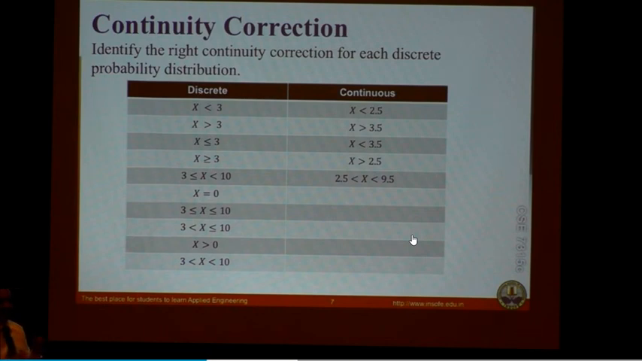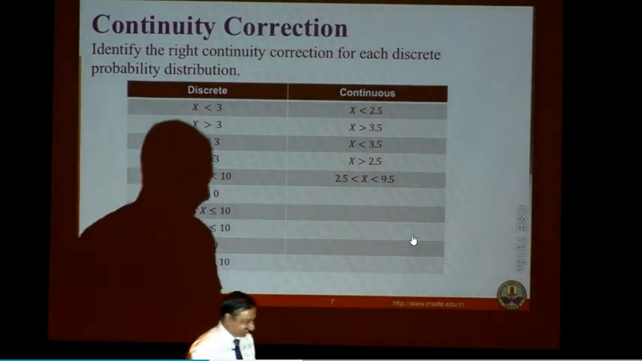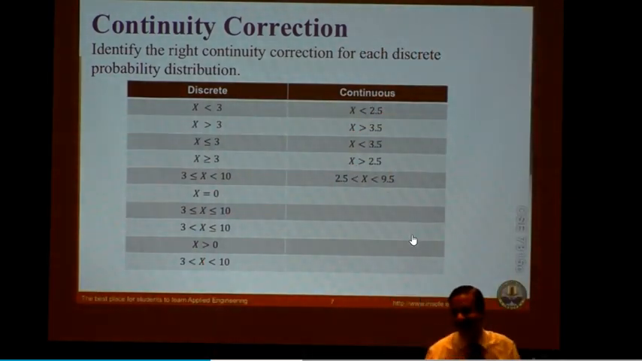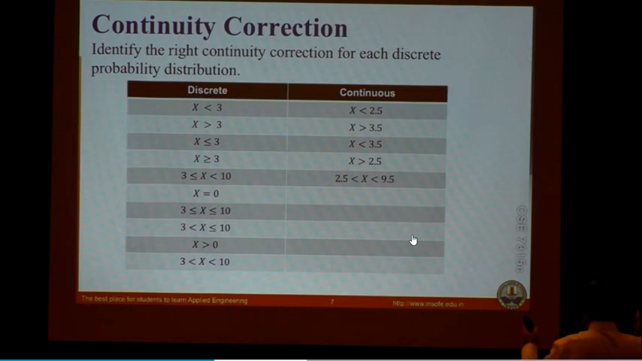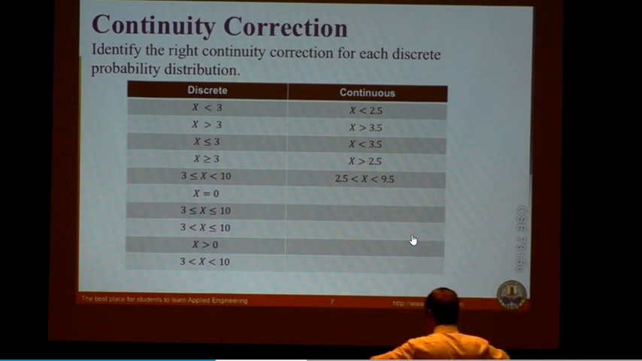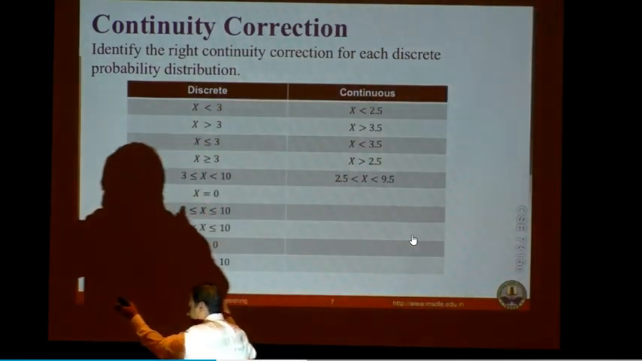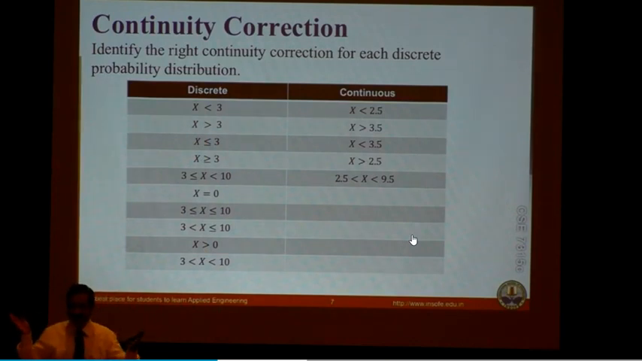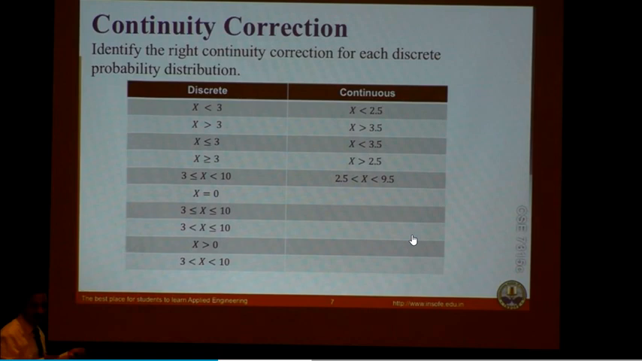Who said minus 0.5 to 0.5? X is equal to 0. Just think of the 0 bar. It goes from minus 0.5 to plus 0.5. Isn't it? The 0 bar.